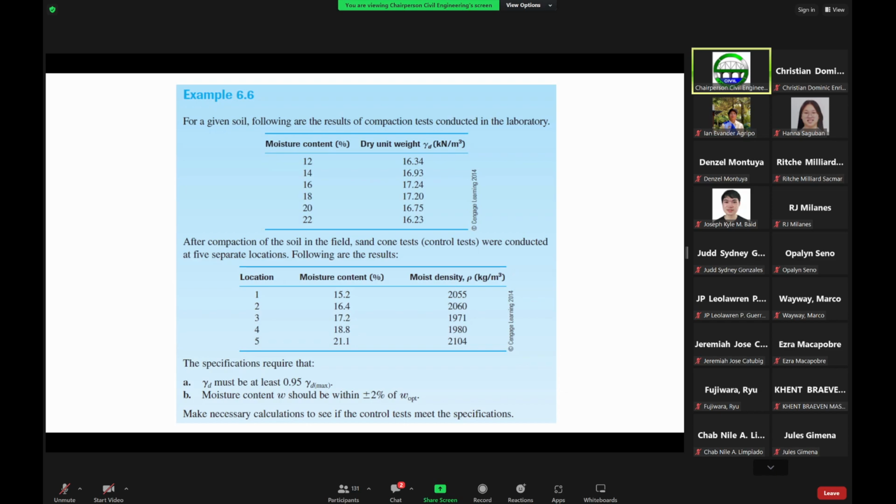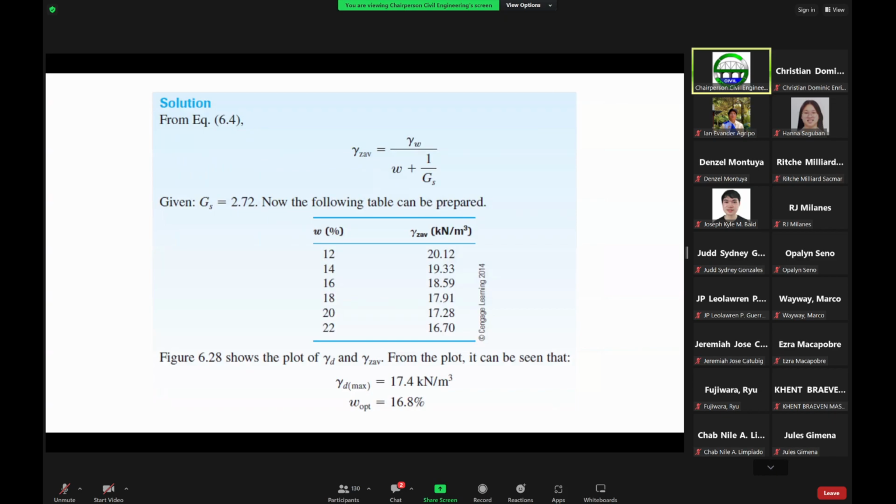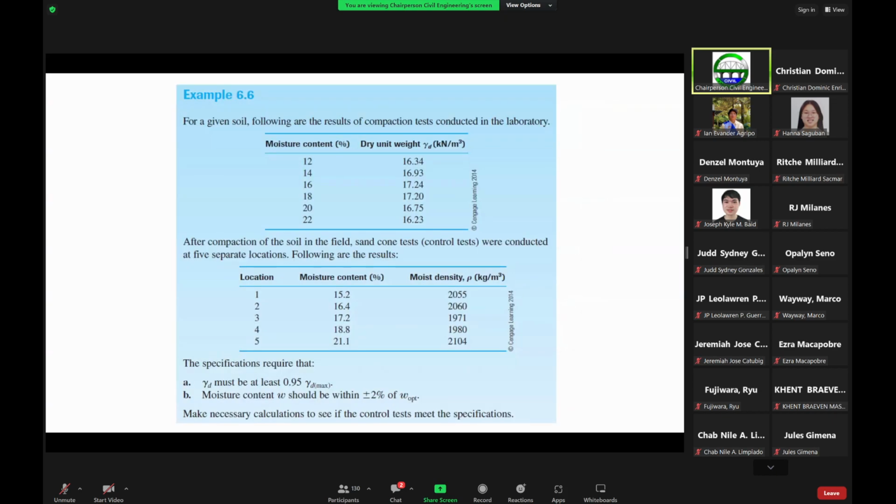Okay, so let us now try to check if this data here from the lab and from the field would satisfy these conditions. Otherwise, you fail. Your field compaction fails. For example, if you're the contractor and you have done a horizontal project such as a road construction, then you were asked to derive this test. For example, I'm your client, then I ask you to achieve these requirements, then you fail, then you simply have to redo the work.